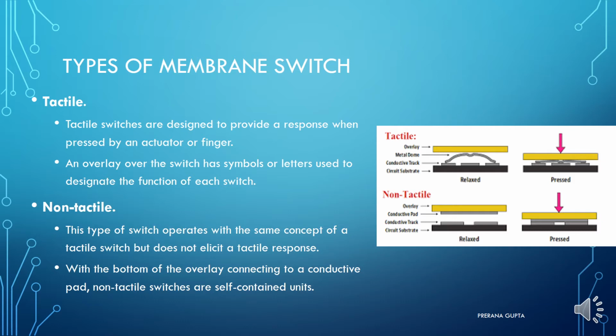So tactile, you can see the first layer is also known as overlay. It is also known as panel layer. And you can see in tactile there is a dome. This is a metal dome. So main difference between non-tactile and tactile is having dome, while non-tactile is not having any dome. It is having conductive pad.